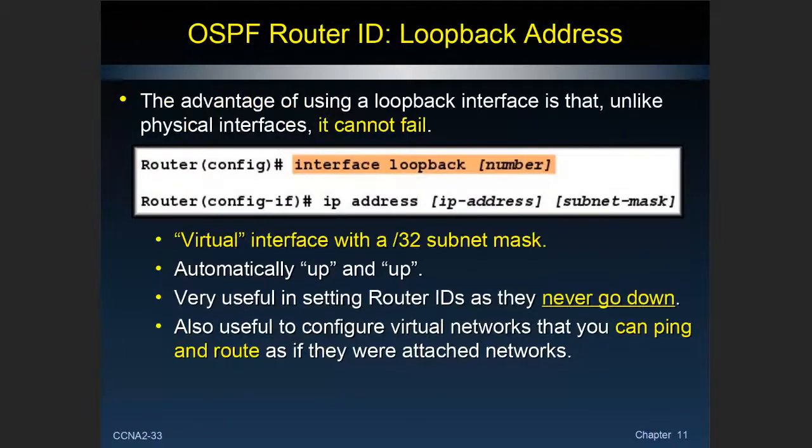So let's start by using a loopback port. Loopback ports can't fail. They stay up and up forever. No physical wire coming unplugged or telephone company line going bad can possibly mess it up. So we're going to create a virtual interface with a /32 subnet mask. It's automatically up and up. They never go down. I can even ping them to test the connection to the router. I can route them as if they were actual attached networks. We use them a lot in Cisco Networking Academy labs. So instead of real networks, we can bring up a fake network as a loopback network and test it by pinging it.